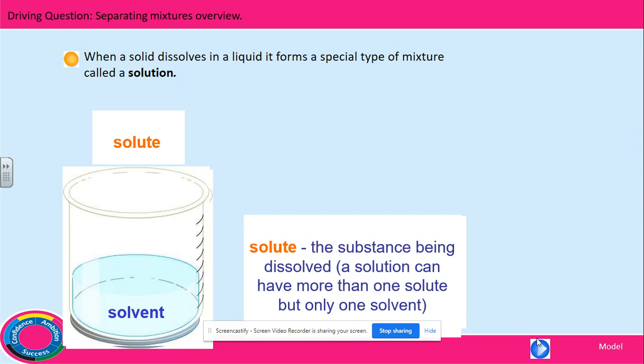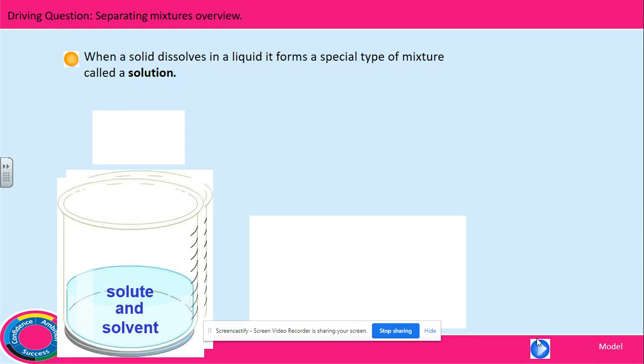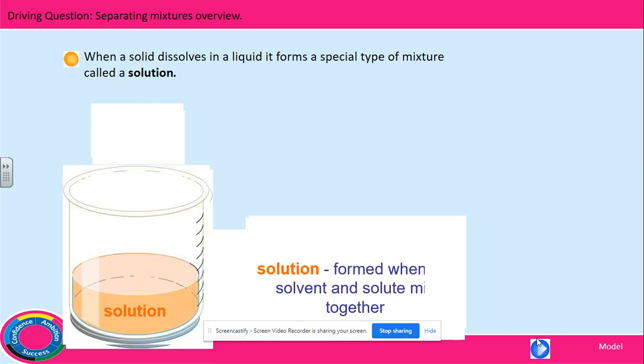Now, what would that solution be? Salt, sugar, water. Well, who knows? It varies. It's up to you. But the solute is that one bit or that substance that is being dissolved in a solution. Once we add the solute to our solvent, we end up with a solution. A solution is formed when solvent and solute mix together.